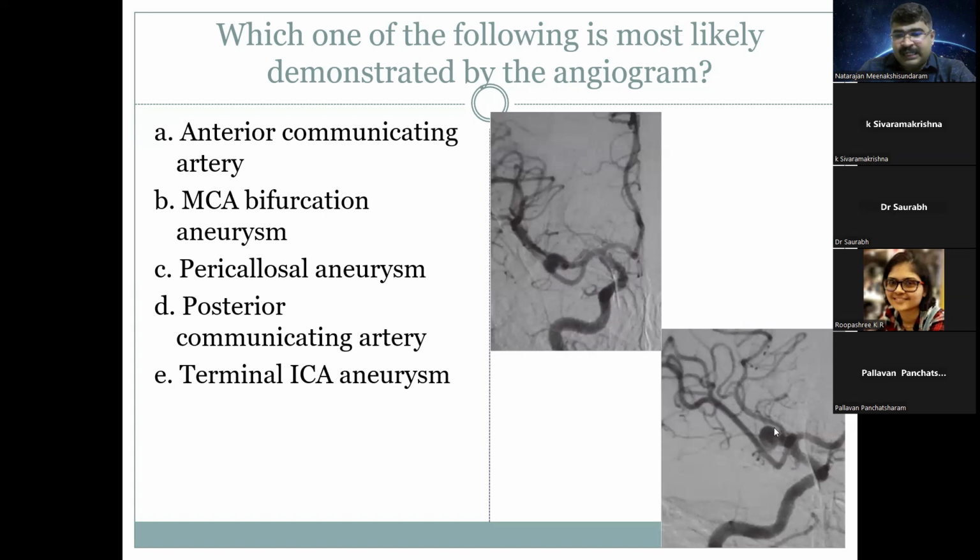So you can see that clearly in the lateral view. This is the superior trunk and the inferior trunk. So this is a classical MCA bifurcation aneurysm.